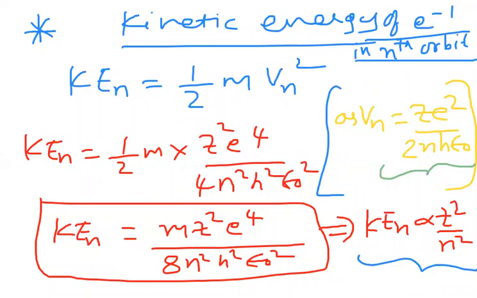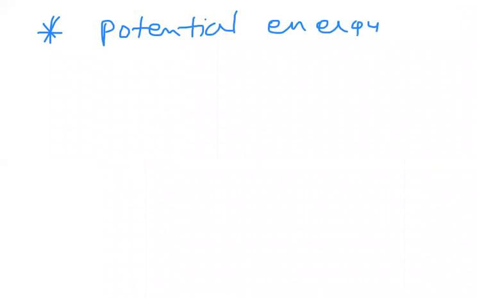Okay, beta. I hope this is clear. Now we got the kinetic energy formula. Then, let us observe potential energy. Kinetic energy we learned. Now, our target is potential energy of electron in nth orbit.